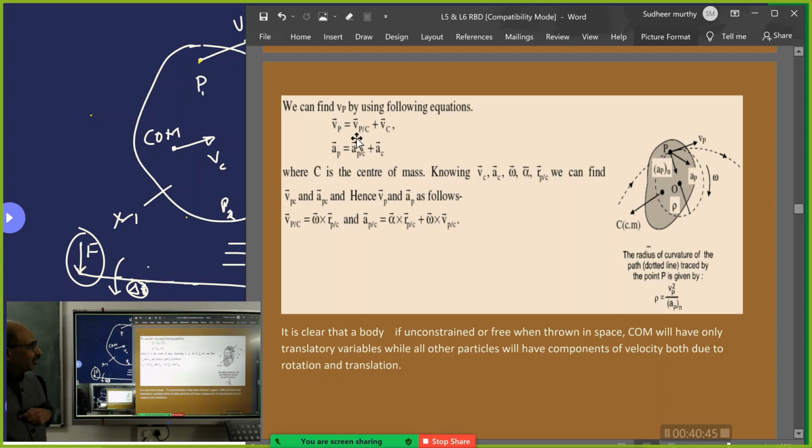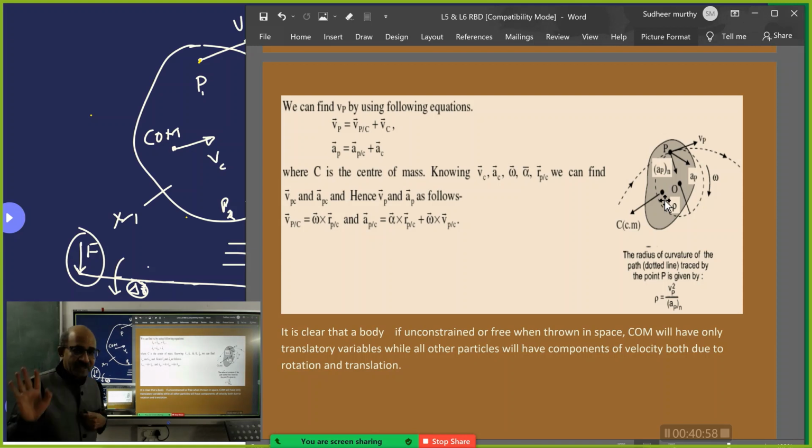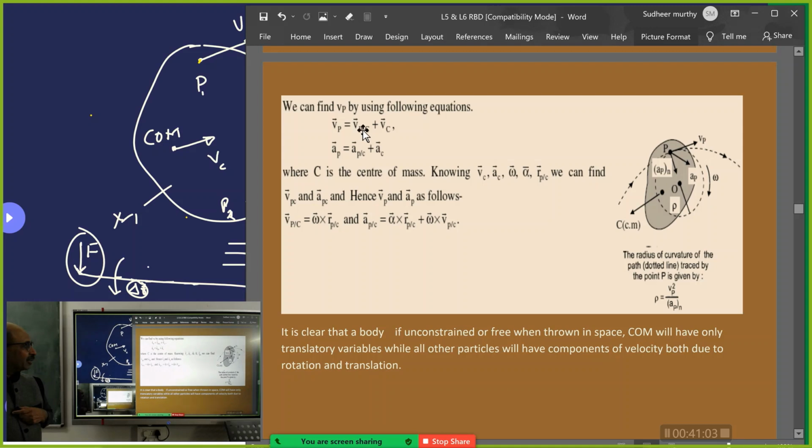So what does Vp bar c mean? It is the velocity of the particle with respect to c. With respect to c means that notionally we have stopped the body from translating. Therefore this becomes the component of velocity which is because of the rotational motion. And we allow the body to translate, so we add Vc bar. You can see I am adding this velocity component because of rotation and this velocity component because of translation, and I get Vp.